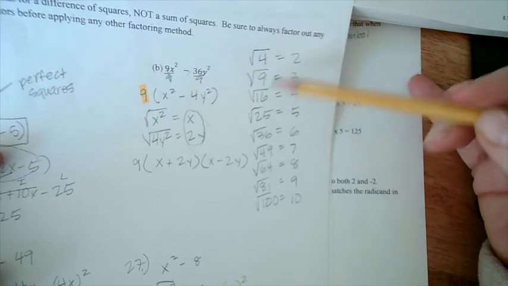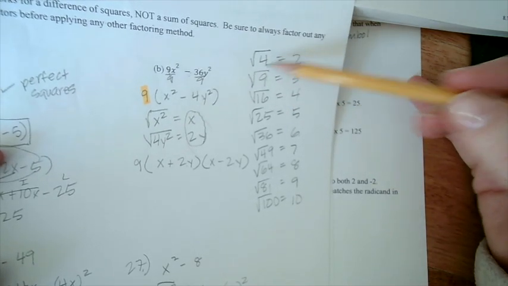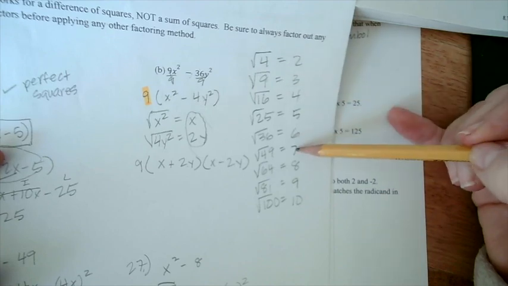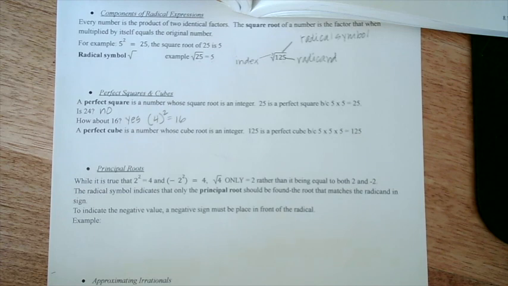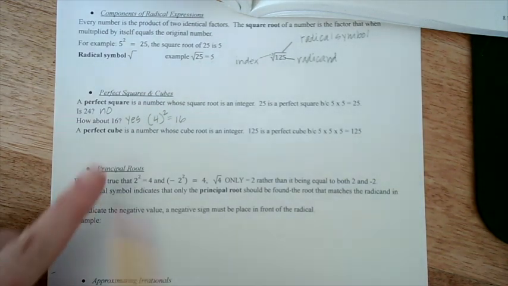But these are going to be the orders. And it's 2 times 2, 3 times 3. This is 7 times 7. This is 8 times 8, 9 times 9. Okay, so that's what makes it a perfect square.